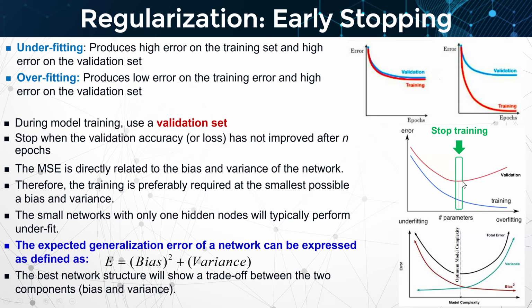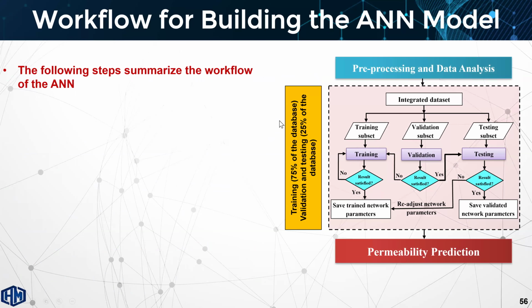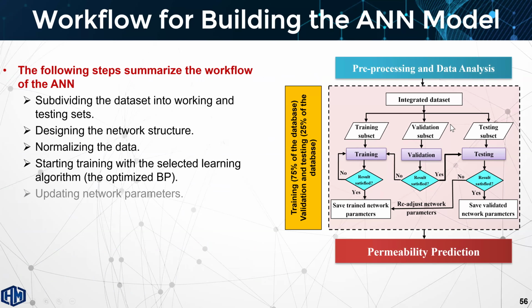So this is the optimum point, the optimum time to stop training. This is the early stopping criteria for a neural network. And in this example, we have developed a neural network for vulnerability prediction.